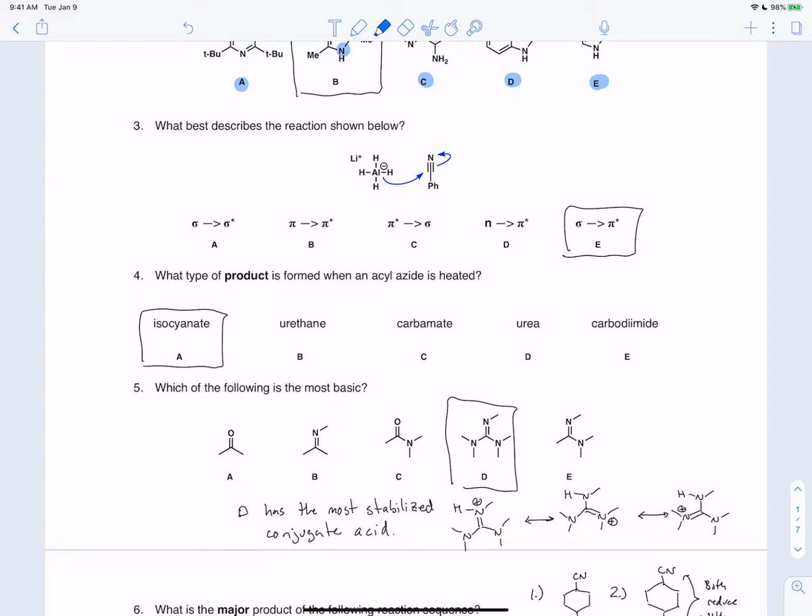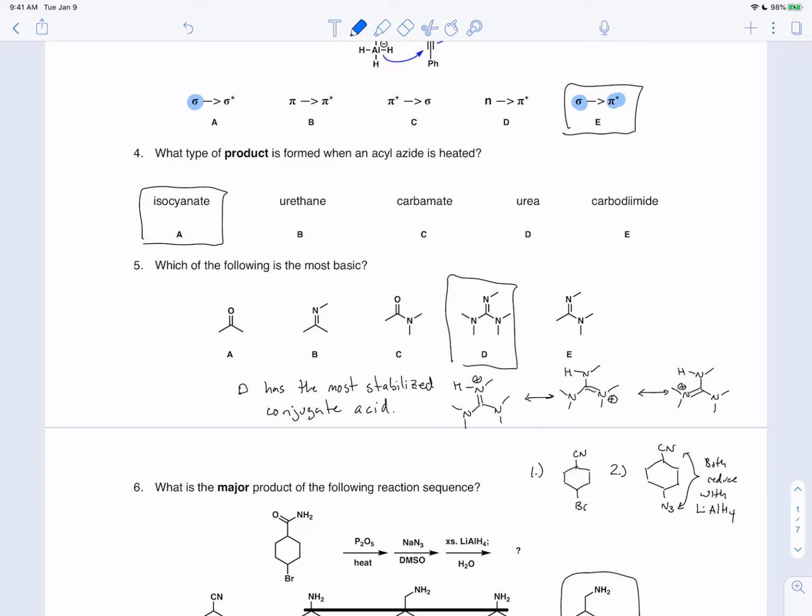If we look at the reaction between lithium aluminum hydride and a nitrile, we see that we have a sigma bond nucleophile coming out. So we're going to have sigma as the first part. So that gets us down to 2 of the options. And it's attacking a pi system, so we'd want to have a pi star. It's not breaking a sigma bond, so E is definitely the choice here, sigma to pi star.